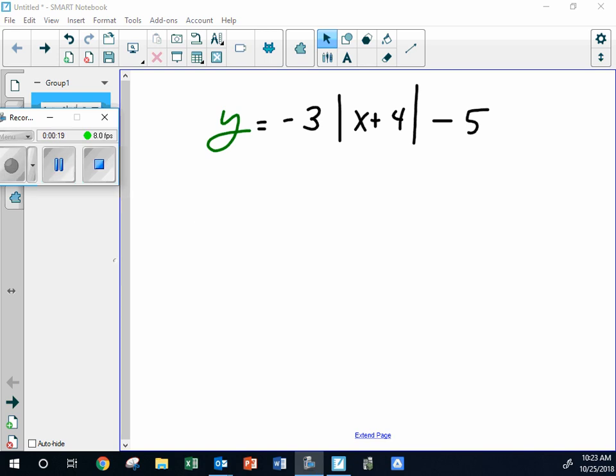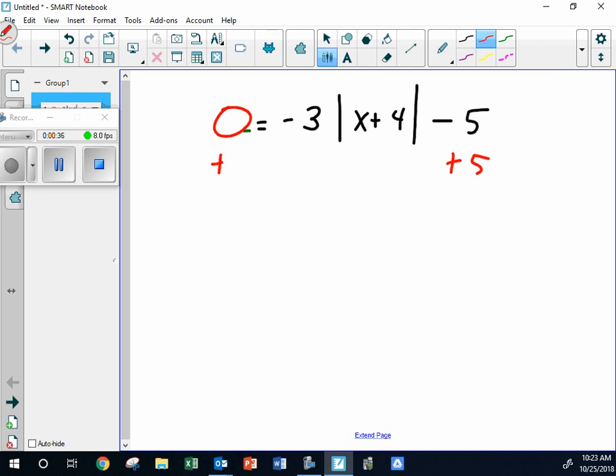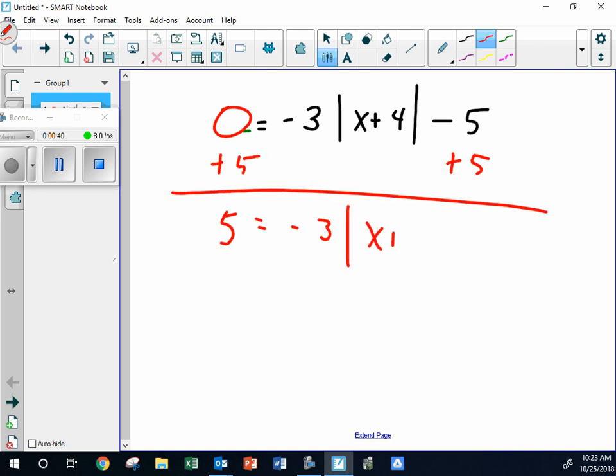Mr. BD, could you tell me, what did you start with? Since I said x-intercept, what did you say? I made y 0. Excellent. You made y equal to 0. And then what would you do after that? Add 5. Excellent. 5 equals negative 3x plus 4.